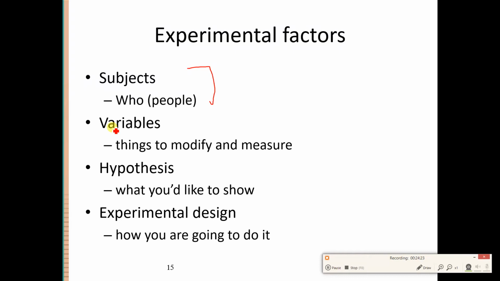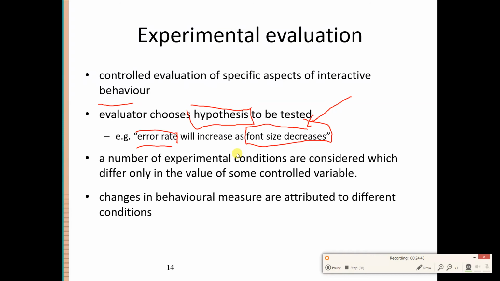The next experimental factor is the variable, things to modify and measure. As I told you, we have to make some hypothesis. In the hypothesis there are going to be some variables. We are going to change the variables and then note down the effect of these variables on the other things, or maybe on the other variables. For example, we can say that font size is a variable and how it is going to affect the other variables or other things, for example, the error rate.